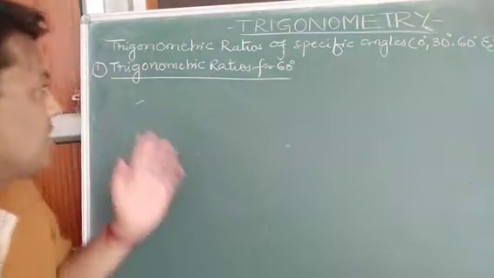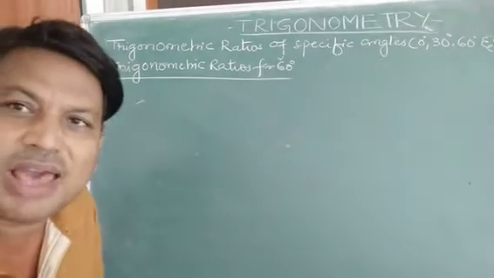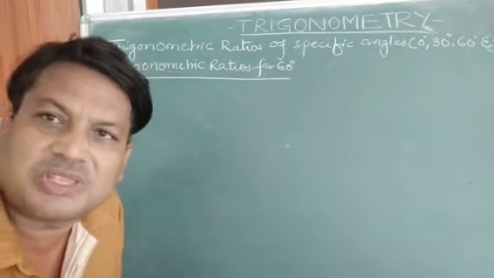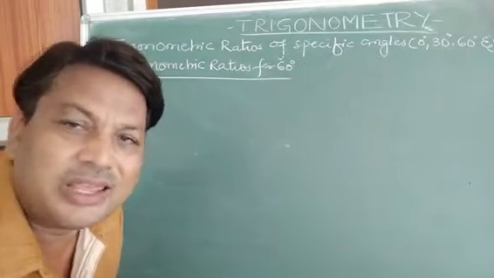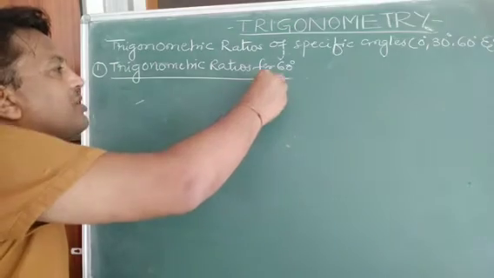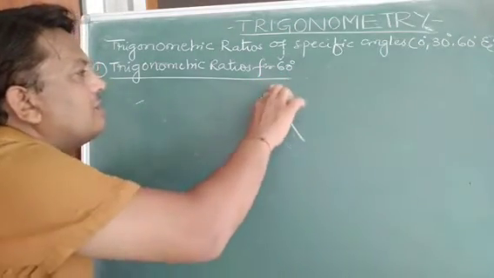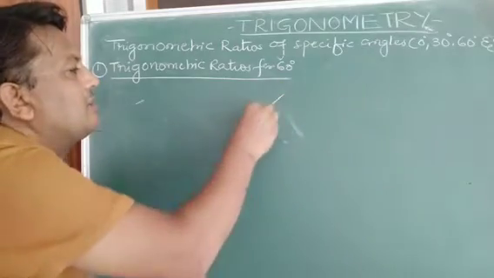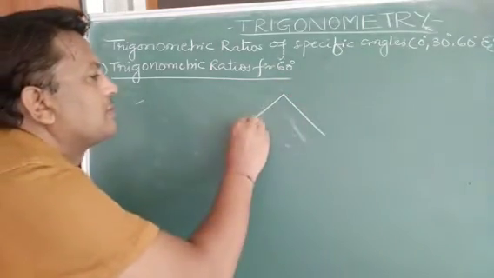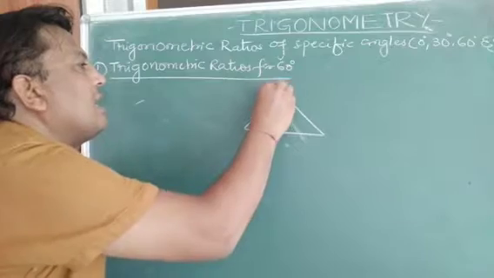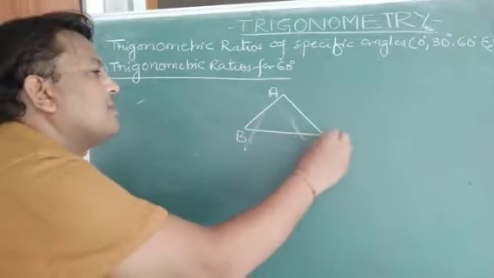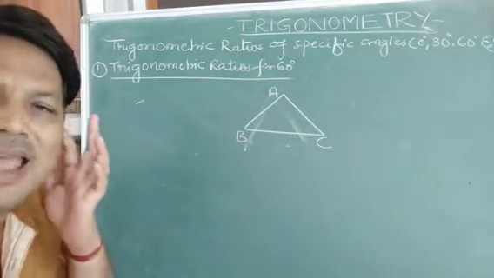Okay children. In this, first of all, we are going to see the value of trigonometric ratios with reference to 60 degree. So how to find it? There is an equilateral triangle. Triangle ABC. It is an equilateral triangle, children.